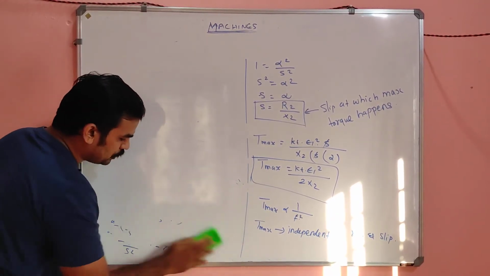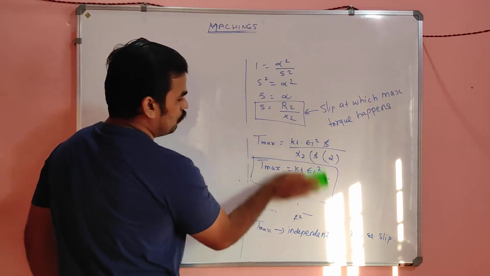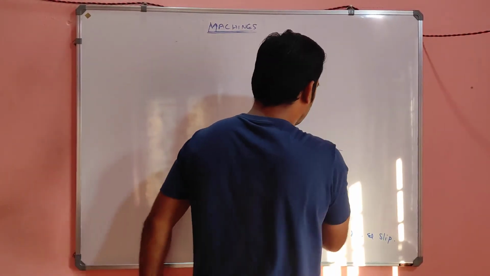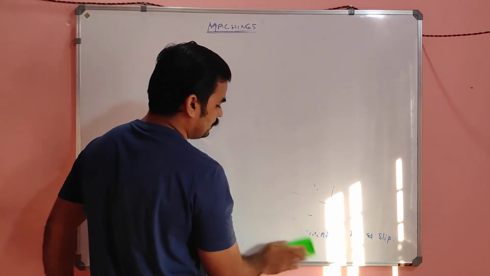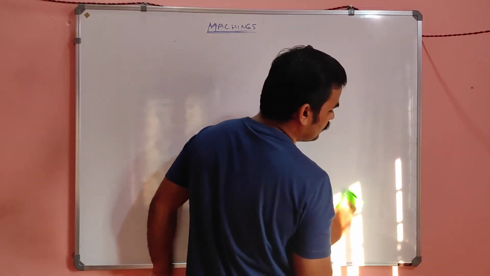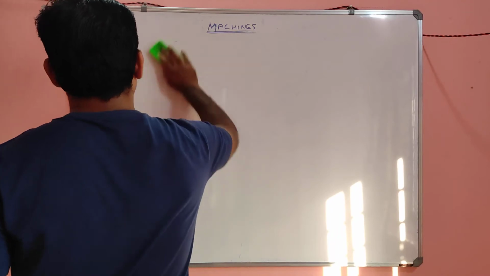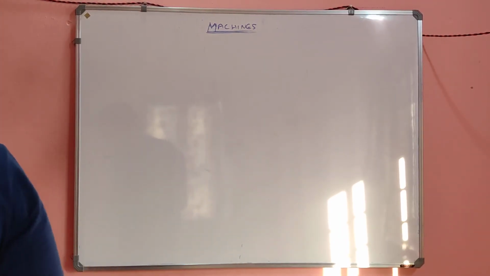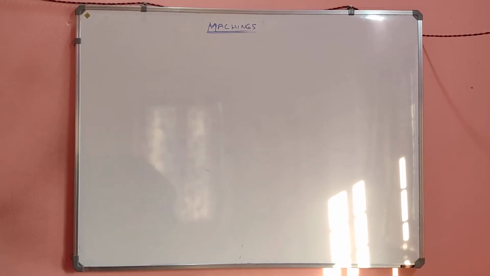Now in a direct objective question you may be asked: what is the condition on the slip for maximum torque? S is equal to alpha, or S is equal to R2 by X2, or R2 is equal to S X2. In many ways you can say it.